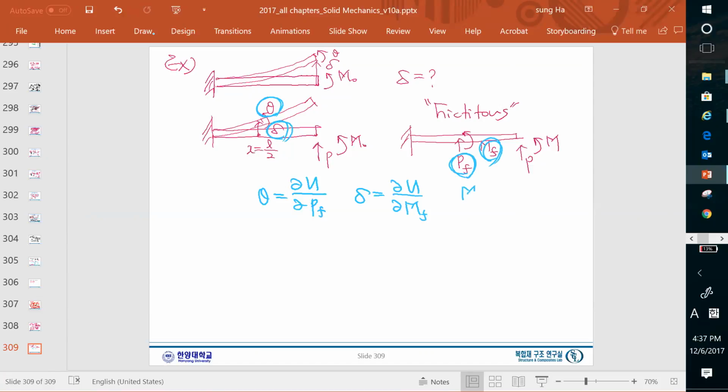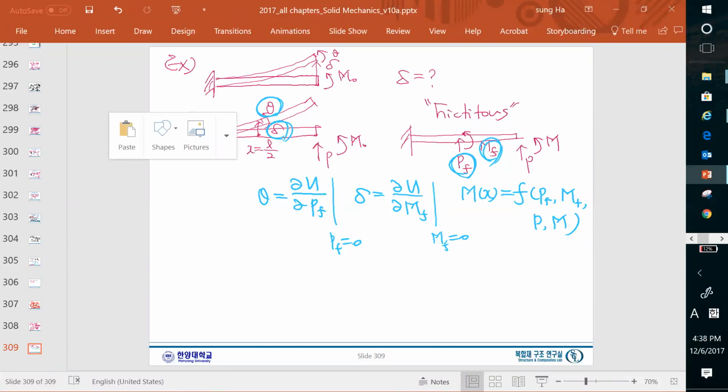For that purpose, of course, the step is the moment function of x, which needs to include PF and MF and P and M, right? And then when you apply PF as a fictitious force, we didn't actually apply it, so in the end you simply set it to 0. And here, of course, at the end, you have to set the moment equal to 0. Okay, so this is another example to solve the deflection at a different location from the point where you apply the load.